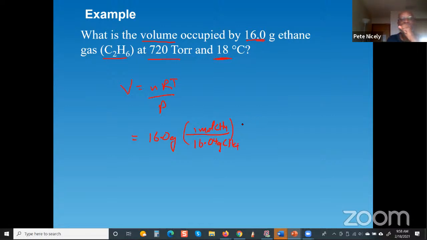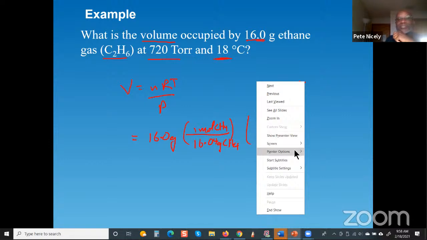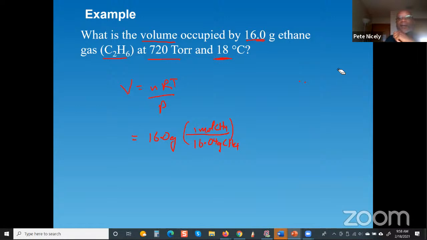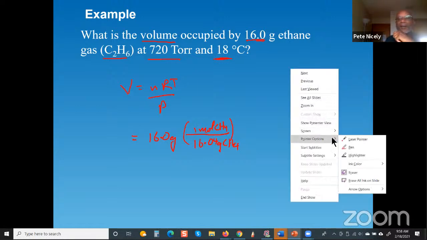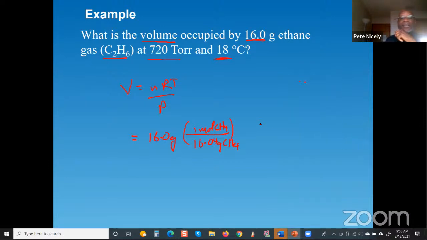And then we multiply by R. Let me erase this here. Okay, so we multiply by, okay, you know what? Let me keep this here. R, which is 0.0821 liters atmosphere over mole Kelvin.